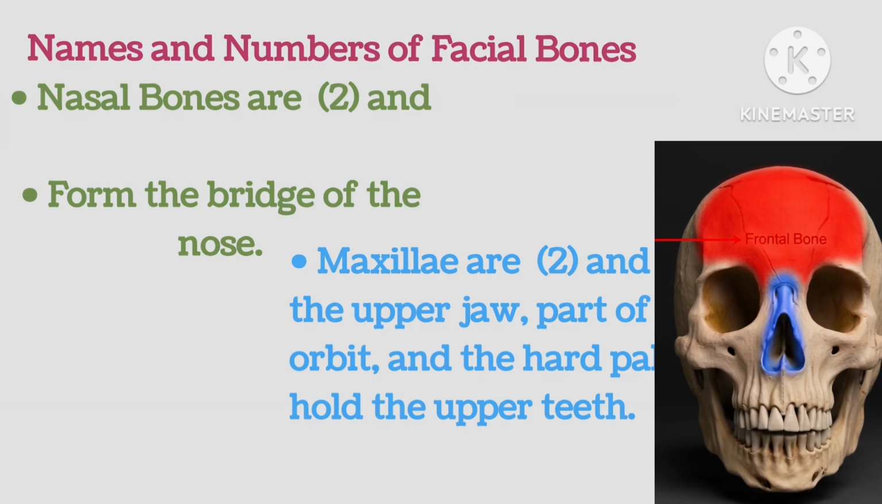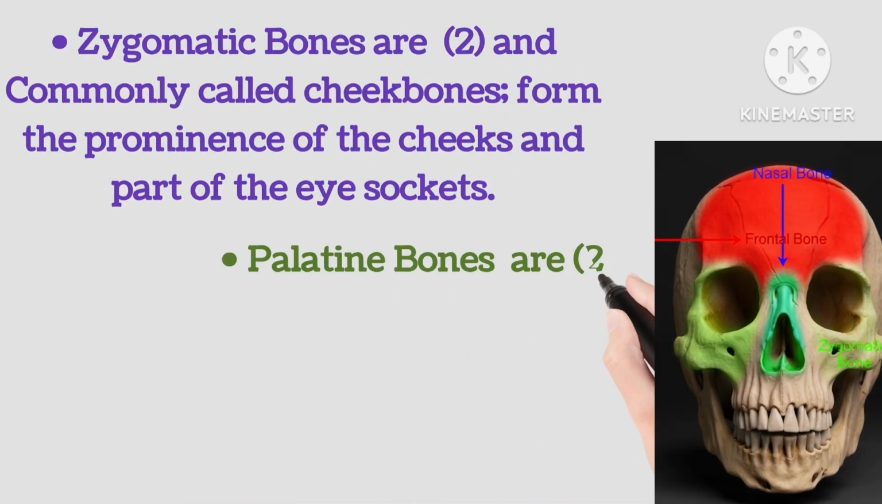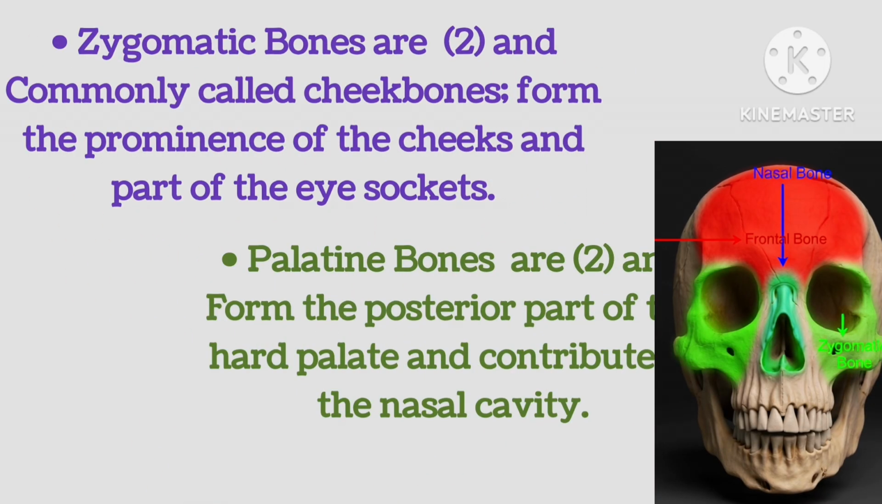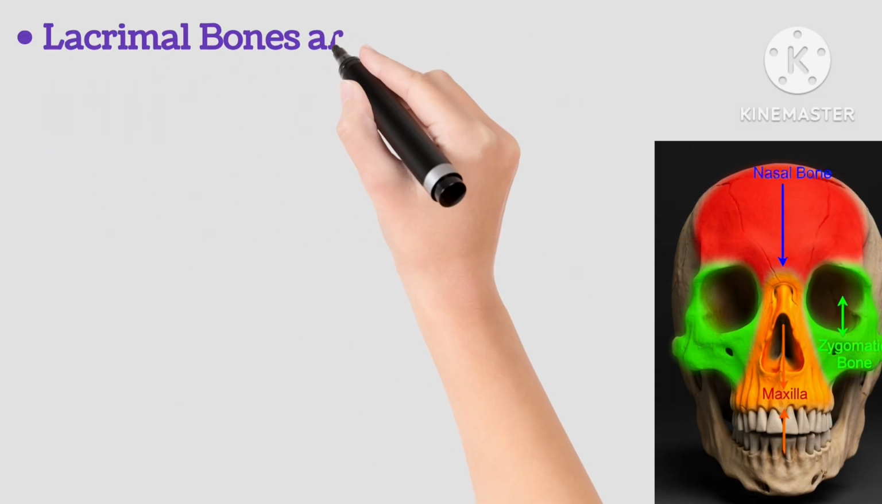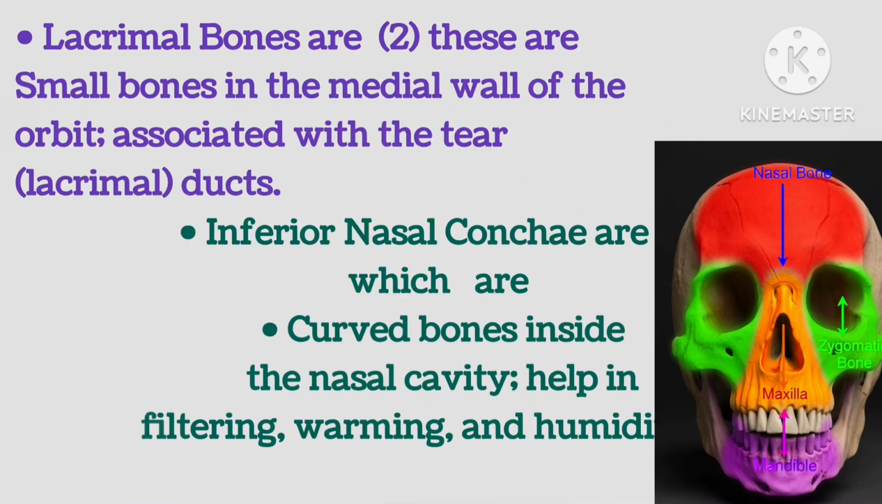Zygomatic bones are 2 and commonly called cheekbones, form the prominence of the cheeks and part of the eye sockets. Palatine bones are 2 and form the posterior part of the hard palate and contribute to the nasal cavity. Lacrimal bones are 2. These are small bones in the medial wall of the orbit, associated with the tear lacrimal ducts.